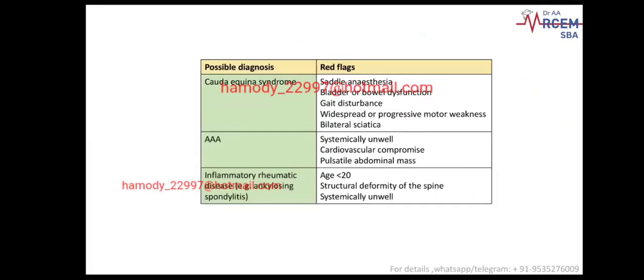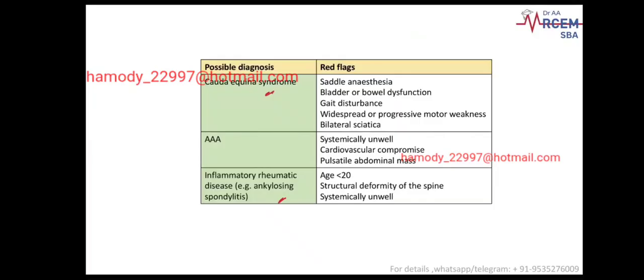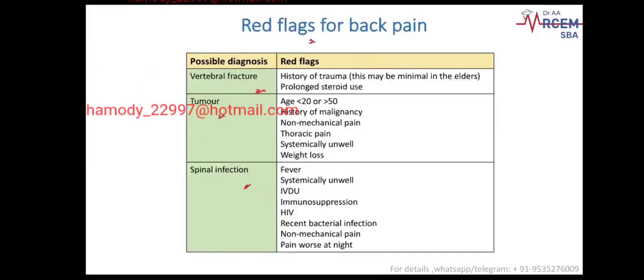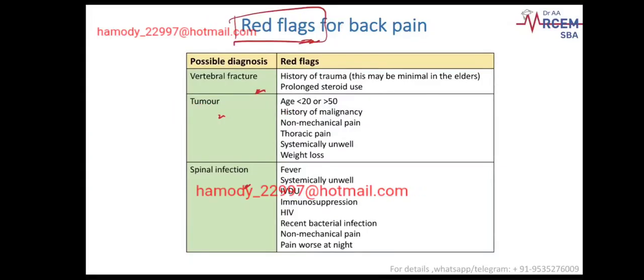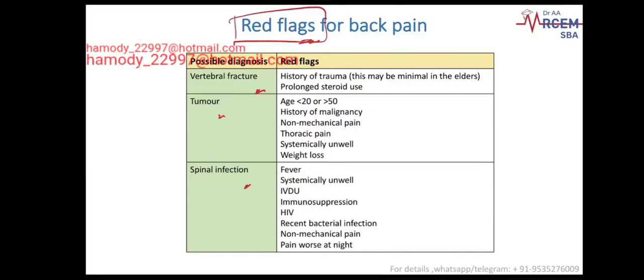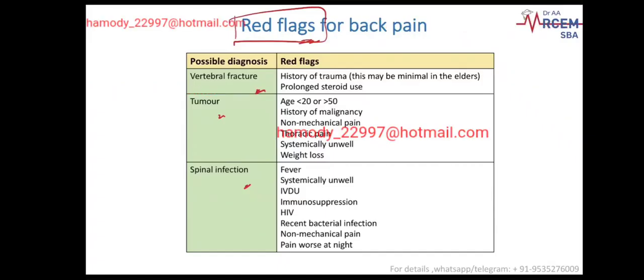Can it be a spinal infection or cauda equina? Or is it an inflammatory rheumatic disease which has predisposed or made the bones very brittle, resulting in a fracture? So we are worried about those things, and you look for them by looking at the red flags. If those are not present, back pain is a very common presentation to the ED. What do you do for the back pain? You give symptomatic treatment and you can discharge this patient.